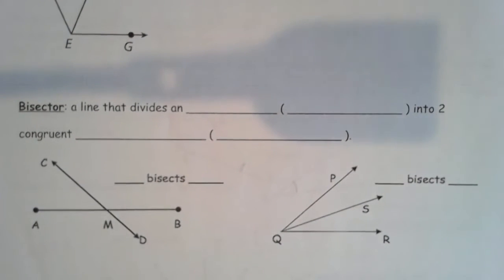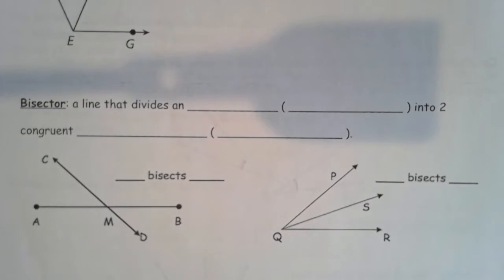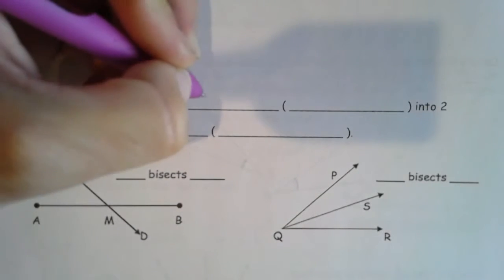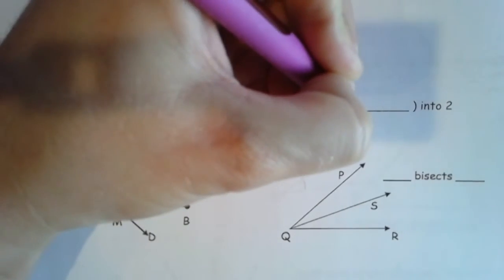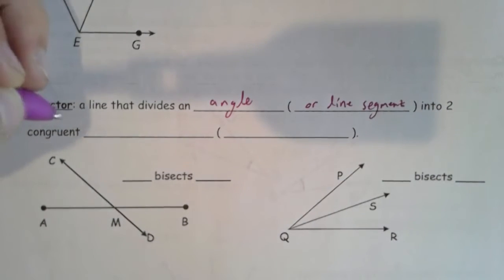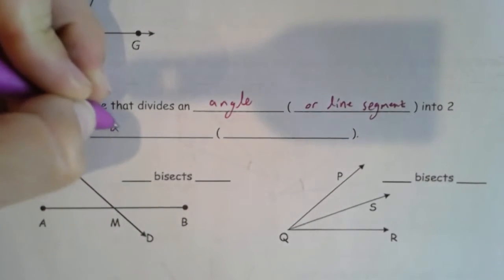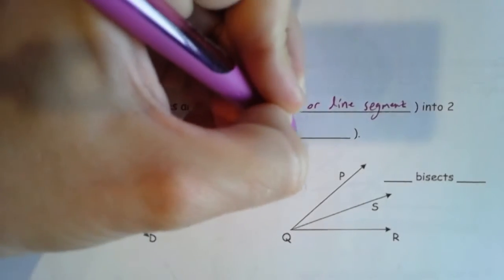A bisector. You can either bisect an angle or you can bisect a line segment. We already saw a bisector for a line segment. So as an official definition, a bisector is a line that divides an angle or line segment into two congruent angles, or again, if it was a line segment, congruent line segments.